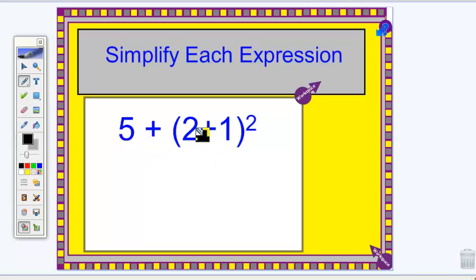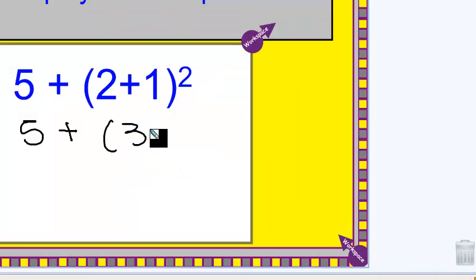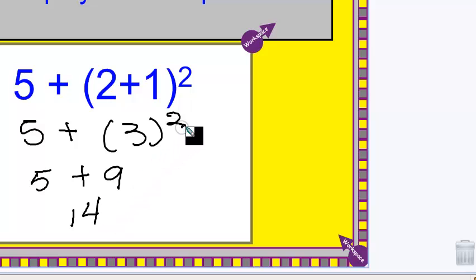Alright, welcome back. Let's take a look here. We have parentheses and exponents. So we must do the parentheses first. So 2 plus 1 is 3. 3 to the second power. And now we are ready to do the exponent. 3 squared will be 9. And then we add 5 plus 9, which is 14. Okay, so here is our answer.